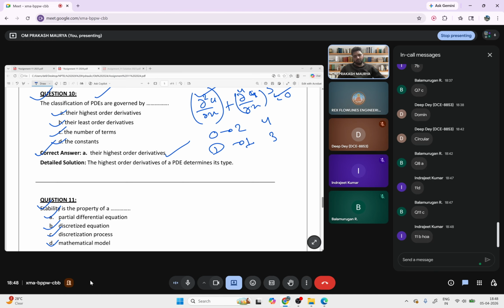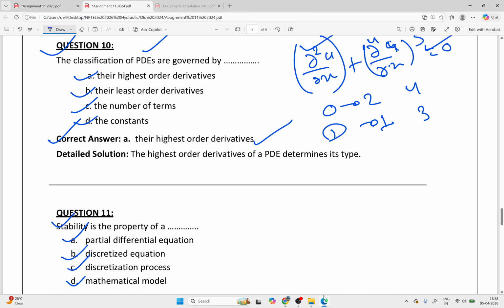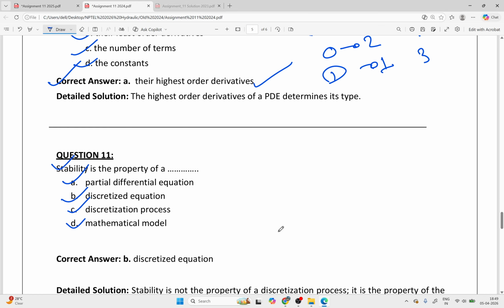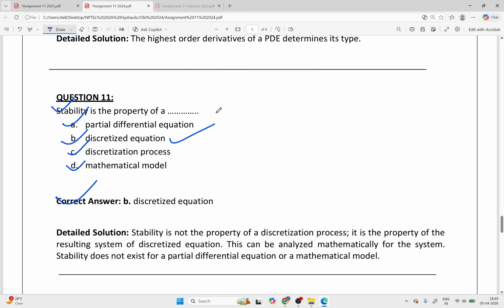Okay, let me just go for the answer. Yes, definitely it will be B, discretized equation. Stability is a property of a discretized equation. So stability is not a property of a discretization process. It is a property of the resulting system of discretized equations. This can be analyzed mathematically for the system. Stability does not exist for a partial differential equation or mathematical models. Remember, these are fundamental.